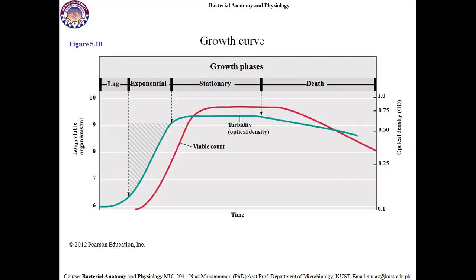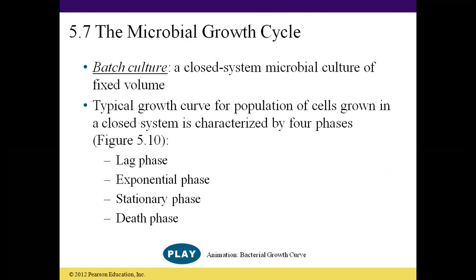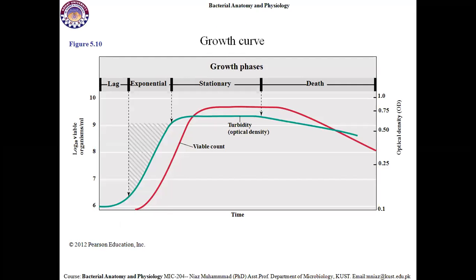So this is growth curve. If you will see, we were talking here the microbial growth cycle. We have talked the batch culture, a closed system microbial culture of fixed volume, and a typical growth curve for a population of cells grown in a closed system is characterized by four phases: lag phase, exponential phase, stationary phase, and death phase. So today we have to talk again the growth curve or growth phases.